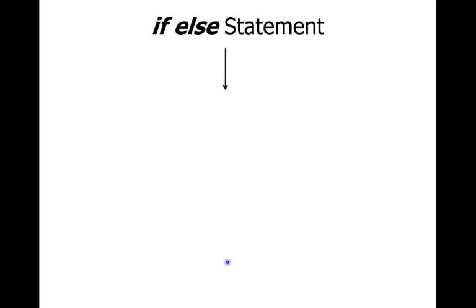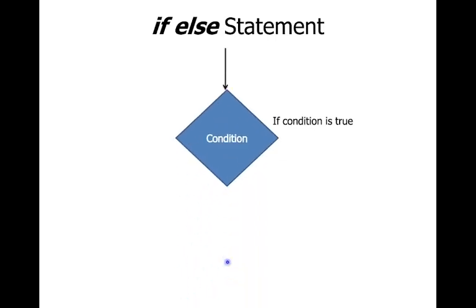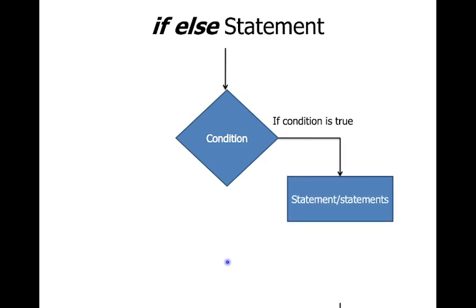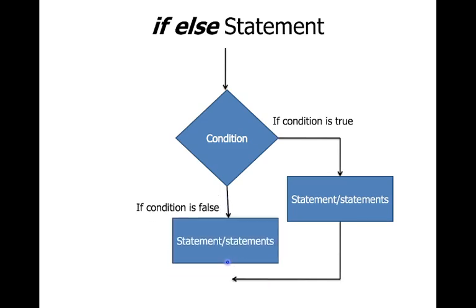Then we have seen the if else statement. So if we have a condition, and that condition is true, then we will execute a set of statements, and it will return to the program after the braces. And if the condition is false, then another set of statements can be executed in this if else statement. After that it will return to the program. So this was the if else statement.